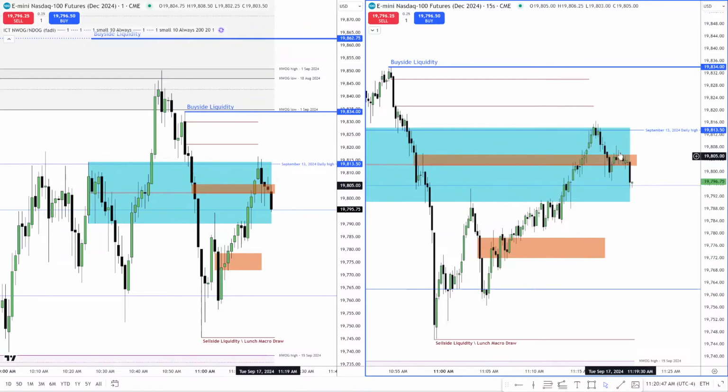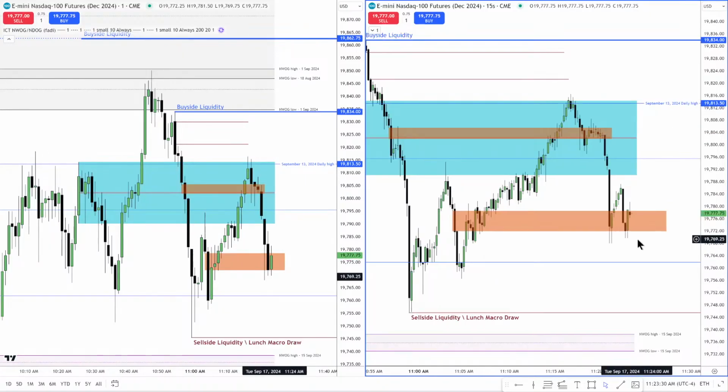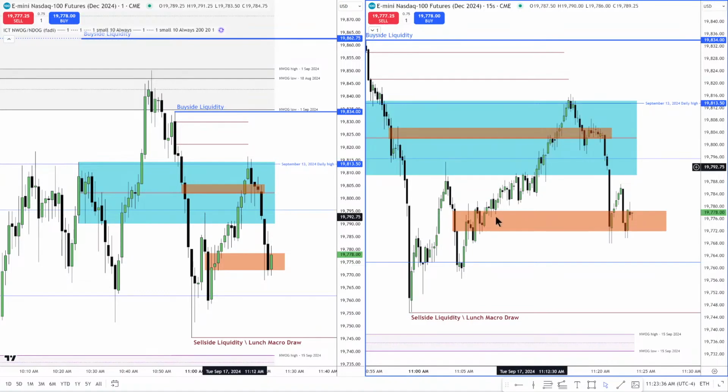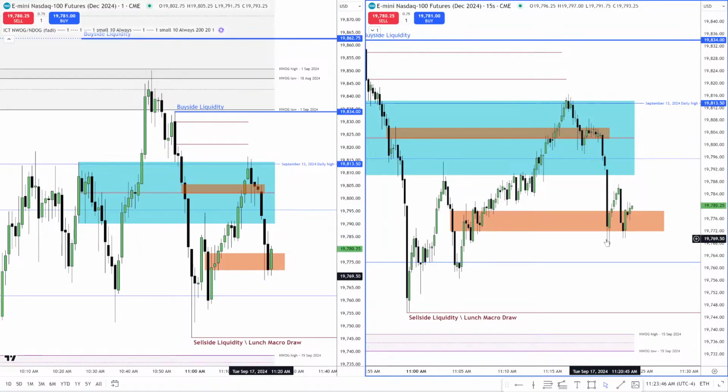Notice the bodies, we never left it and came back down. The bodies are staying inside of it. So is that displacement to the offside? No. I believe it's going below this low, so that way we understand what I'm expecting. We had this nice deep retracement. It pressed higher, higher, higher to the top of the breaker. We couldn't find inversion there. All the bodies stayed inside of it. Nice displacement to the downside.